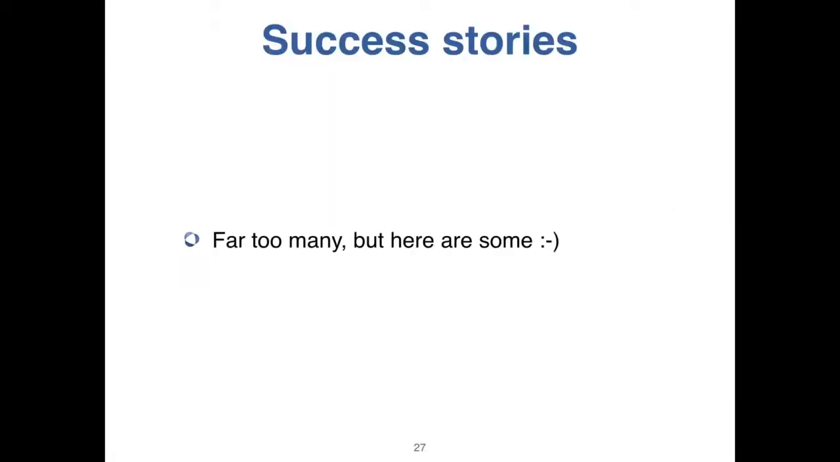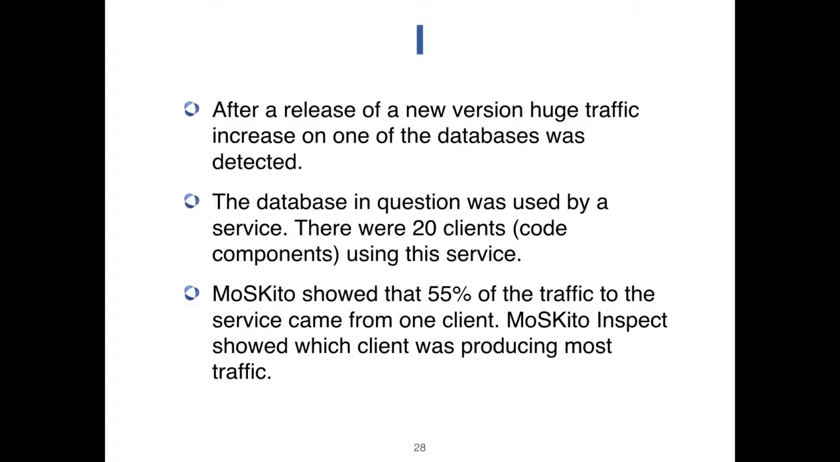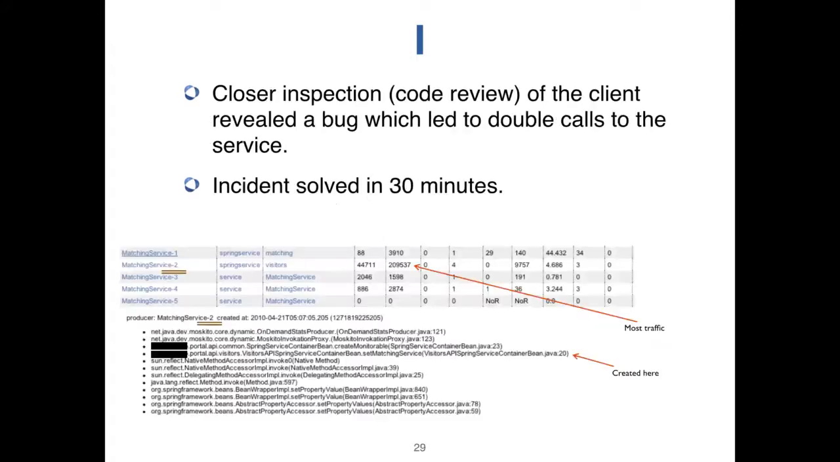Okay, so you asked for success stories. Now there is one. It happened a while ago, also at Transcode, and we had a release and everyone was happy. Then after the release, a couple of hours later, the database administrators run in and say, we have a huge problem because the database traffic increased and we will not survive the evening. Then we analyzed it with MoSKito, and we used proxy style on this particular application. We saw that 55% of calls came from one component, the client code. This allowed us to look into this code, and we saw that there was a bug. Within 30 minutes, in our code base of 200,000 lines of code or something, we were able to find what the problem was and how we could solve it.